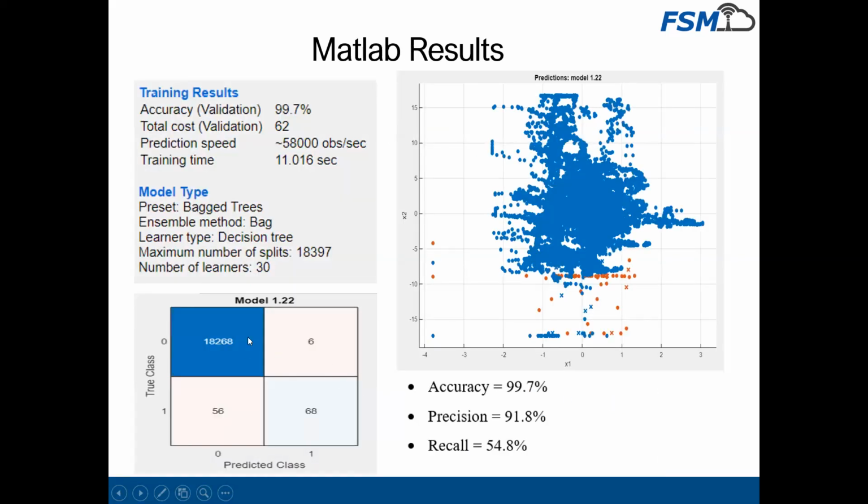So if we see here, accuracy is higher at 99.7%, and the precision means that of the predicted breakdown events, 91% were actual breakdown events, as compared to only 8 or 9% which were misclassified. And the recall: of all the breakdown events that actually occurred, 55% were predicted by this model. These are the other results of this MATLAB ML model.